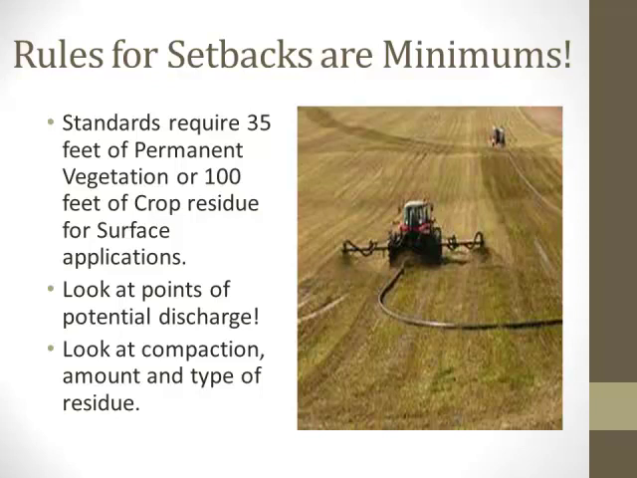Wheel tracks, compaction, the amount and type of residue are critical to minimizing movement of that manure. Incorporation of some type is often one way of getting that 100-foot setback to be less important.